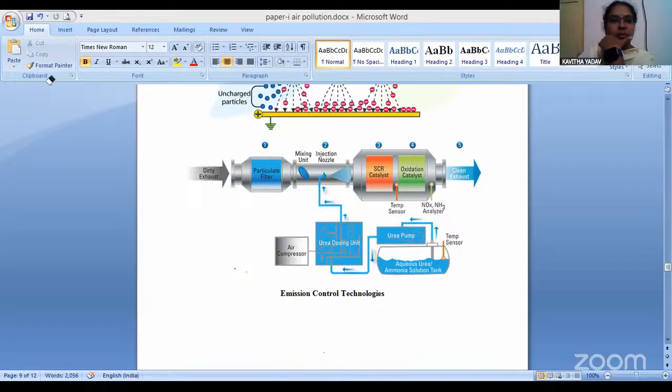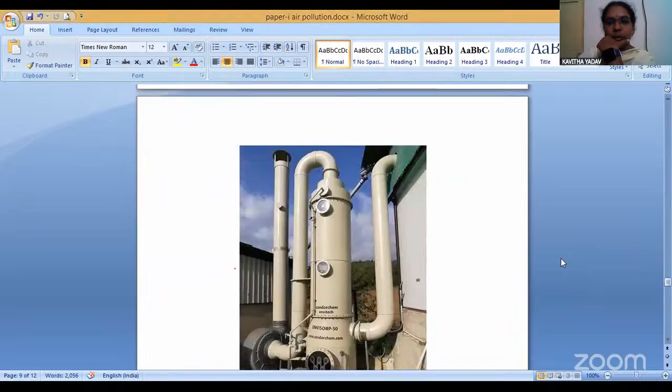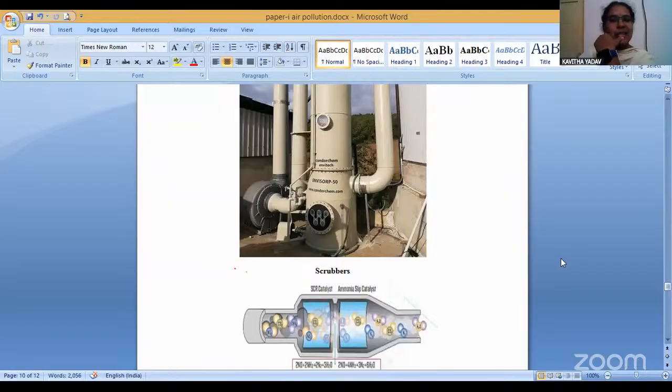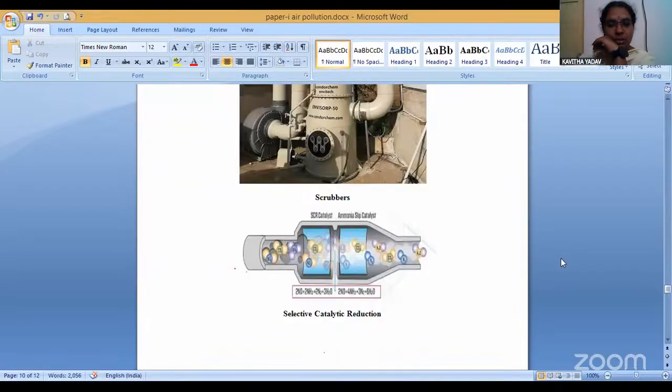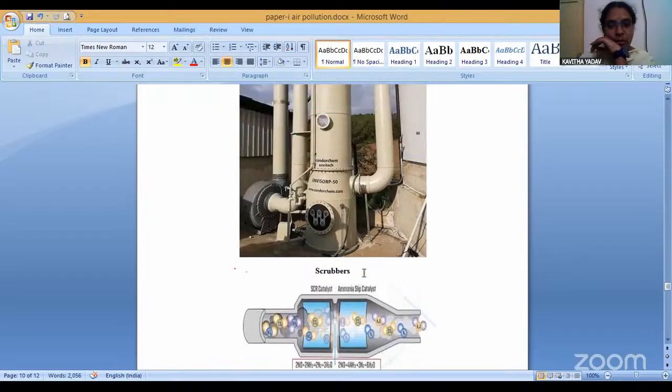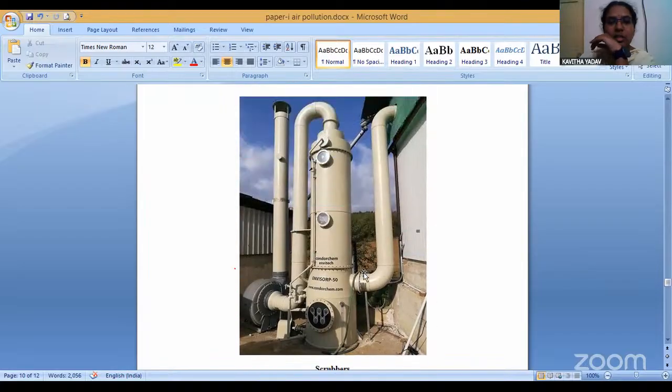Yes, it's clear. Then coming to the next one. What is this? This is nothing but the wet scrubbers, alongside selective catalytic reduction. Okay. And these are the scrubbers.